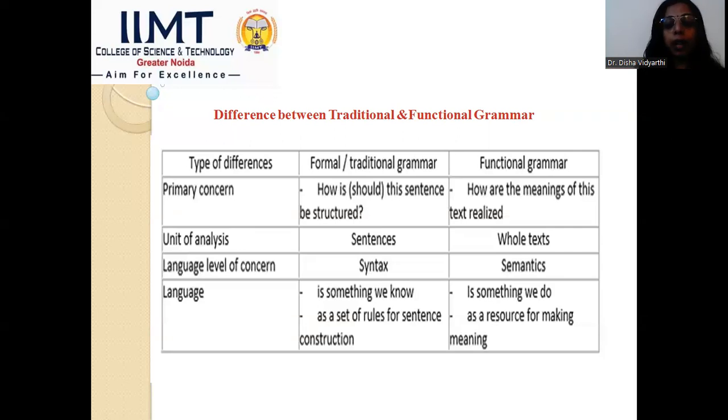But in functional grammar, language is a resource for making meaning. In functional grammar, language is not just a set of rules. It is more of a tool to communicate, a tool to make a good interaction, effective communication. So the meaning portion, the understanding portion, is more relevant and significant in functional grammar, the communicative and interactive aspect of the language. Now let's move on to the next segment.